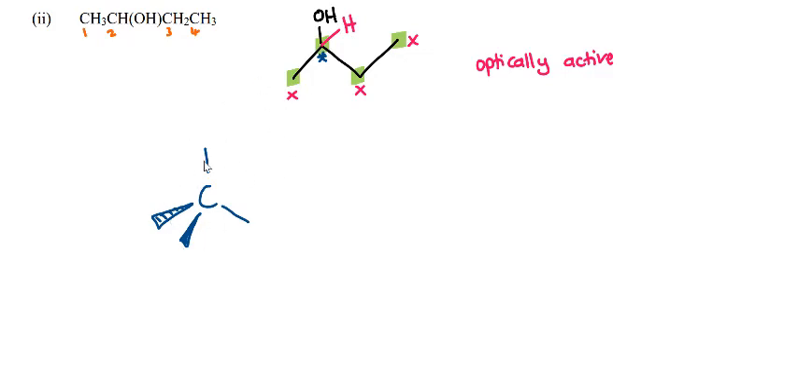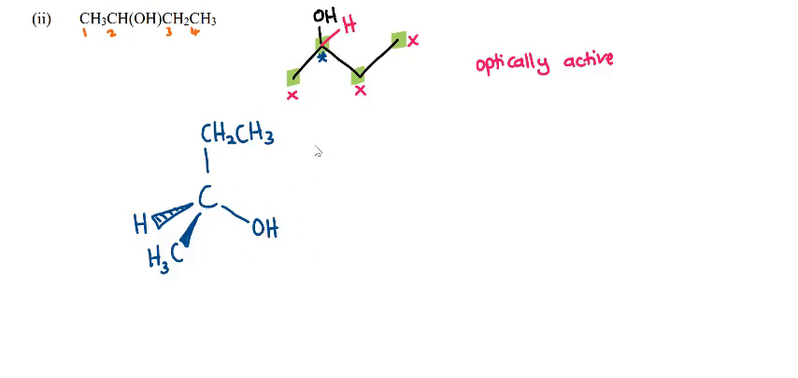You can put them anywhere you want, but it is suggested to put the most complicated group here. So we have CH2CH3, the most complicated one, and I'm going to put the CH2CH3 here. Then I'll put the OH here, hydrogen here, and the CH3 group here. The enantiomers must come as a pair to show that they are mirror images.